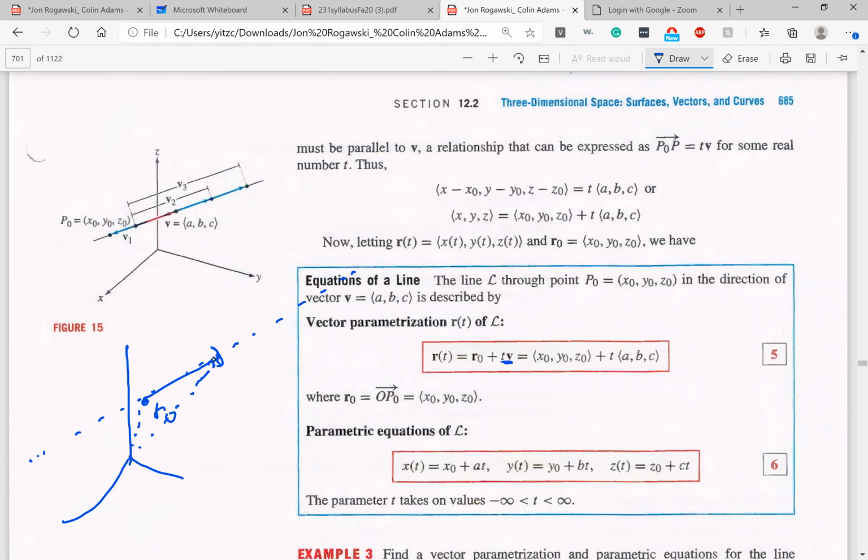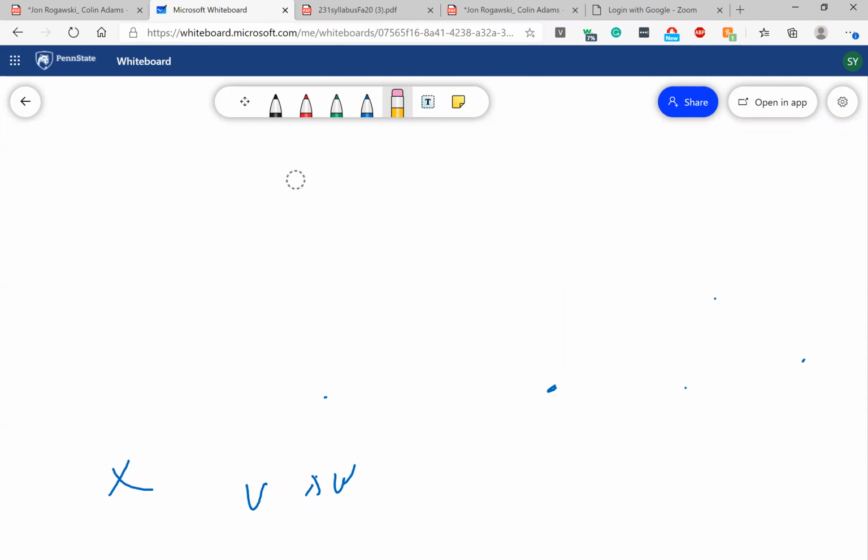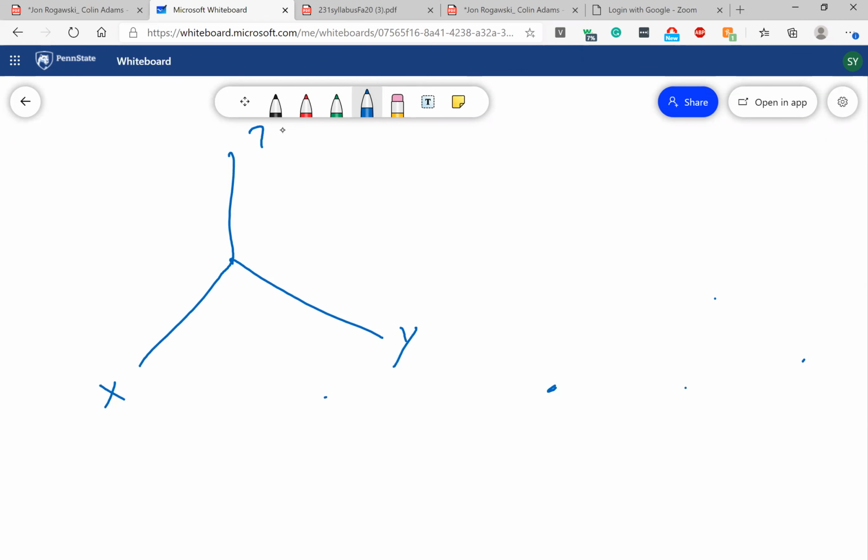So let me actually go to the whiteboard. Colors might be helpful. Okay, so once again, we have our x, y, z, and then we have the point over here, r naught. First we can think of a vector going to r naught, and then we can think of the vector v going away from r naught. And we want to find the equation of the line that continues like this forever.